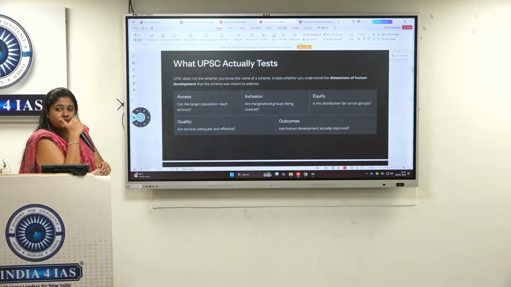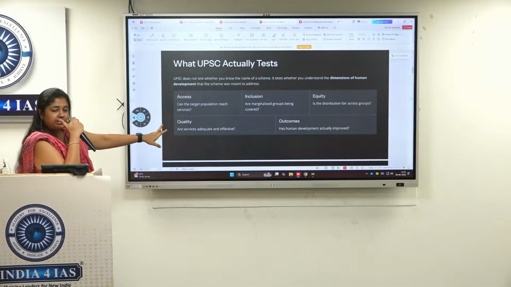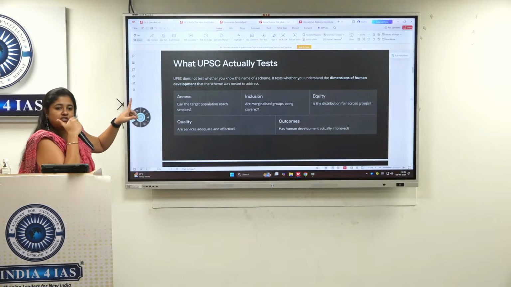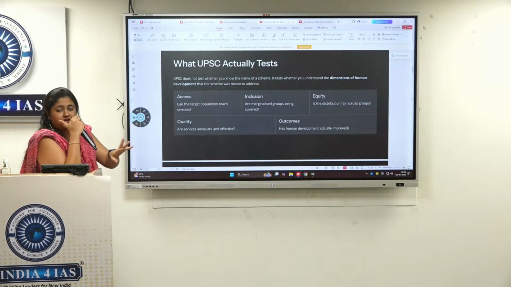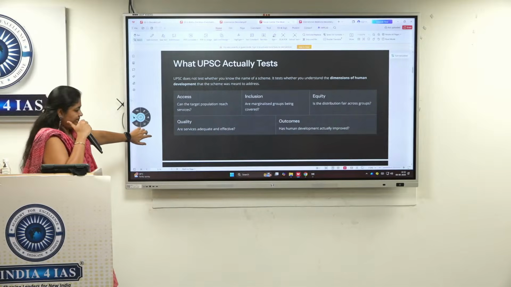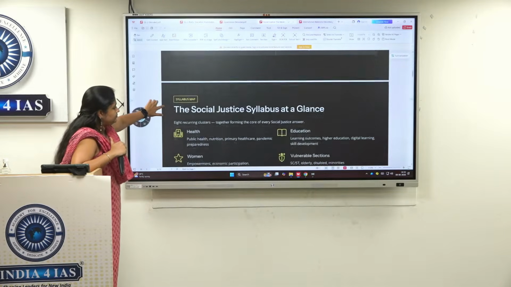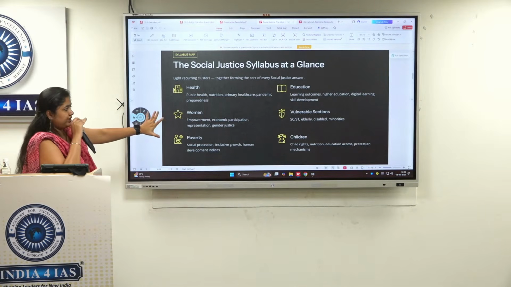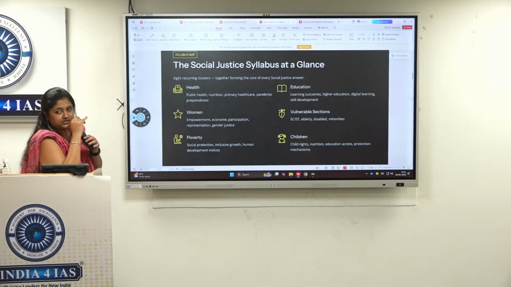Equity: inequality leading to social injustice. Again, equity issues, quality and outcomes. Other than those 17 SDGs, if you have to weigh it against any other parameters, it has to be these 5, right? These are some broad themes for social justice.